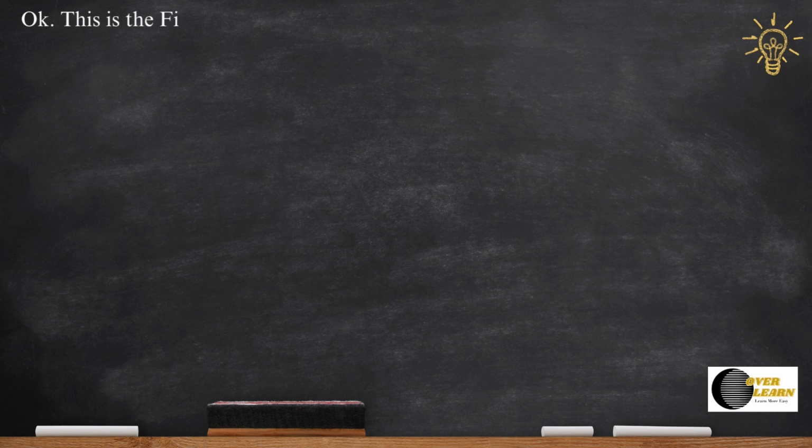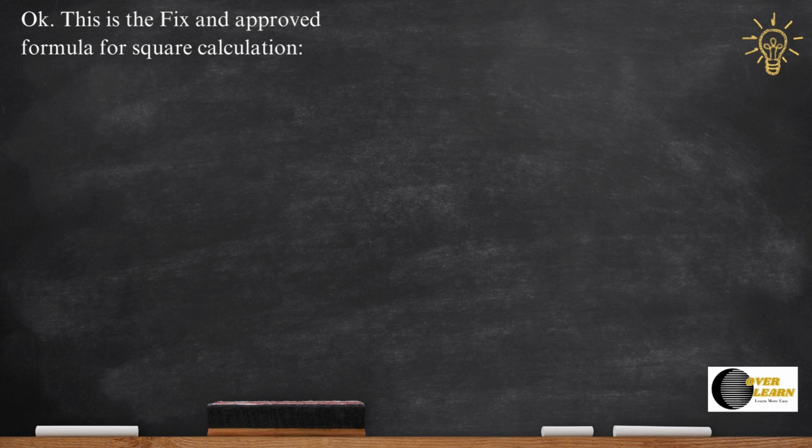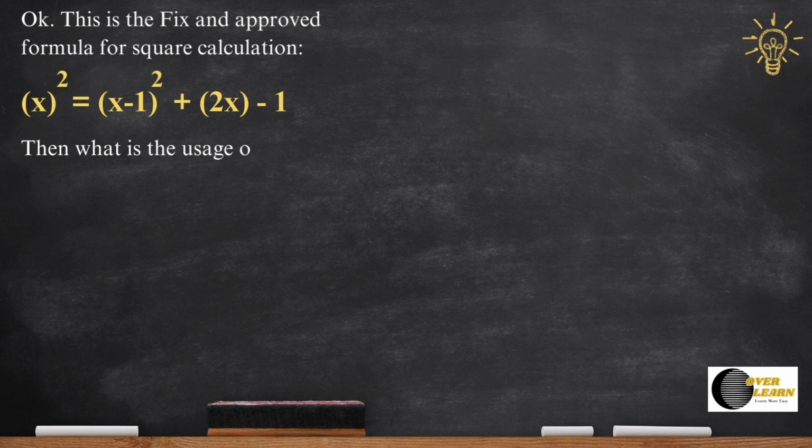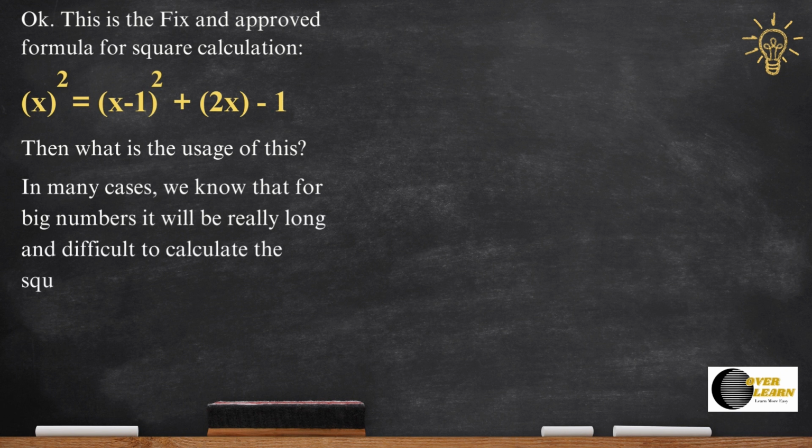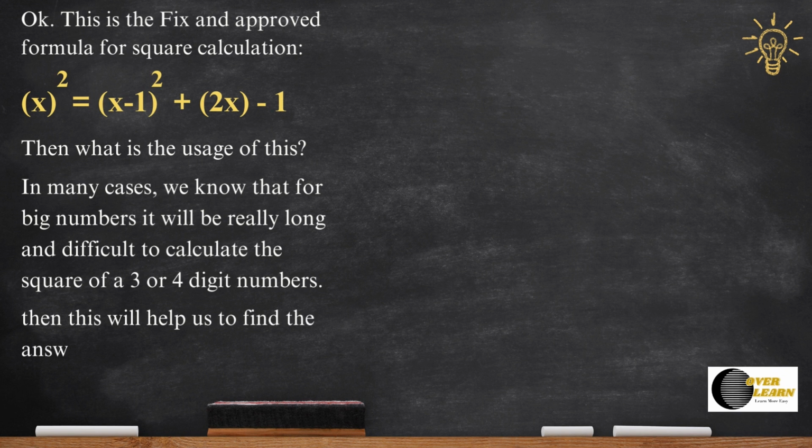Okay, this is the fixed and approved formula for square calculation. x power 2 is equal to (x minus 1) power 2 plus 2x minus 1. Then, what is the usage of this? In many cases, we know that for big numbers, it will be really long and difficult to calculate the square of a 3 or 4 digit numbers. Then, this will help us to find the answer very fast.